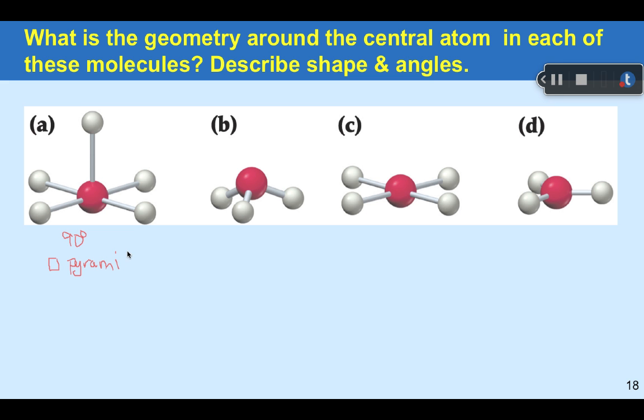So square pyramid based on 5 bonds and 1 lone pair that has to be in this case. The angle should be 90-degree angles. The geometry around the central atom here is called a square pyramid. All right, second example, B.